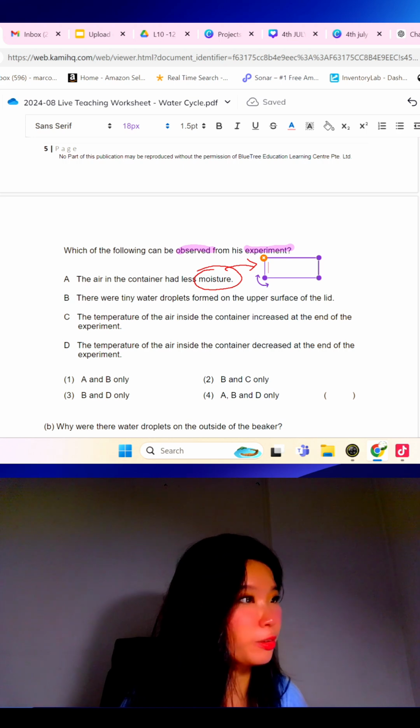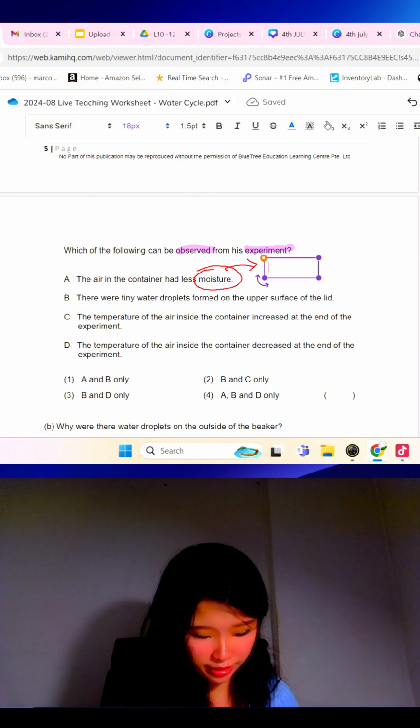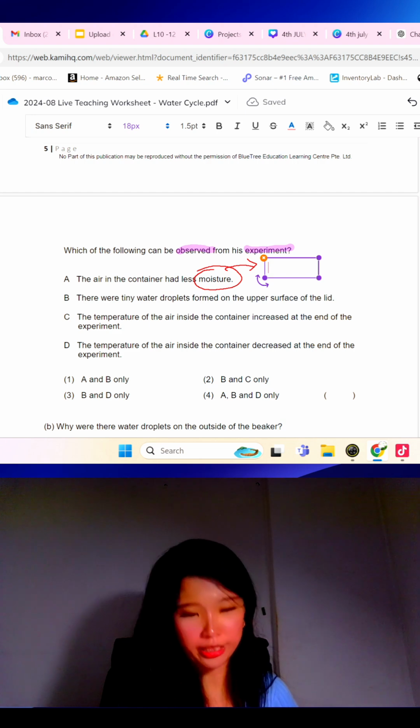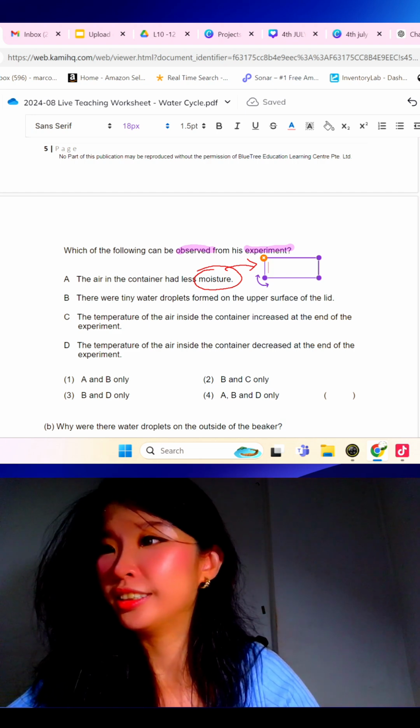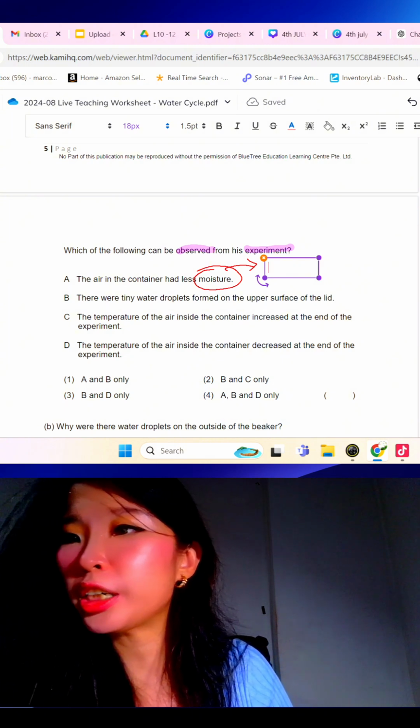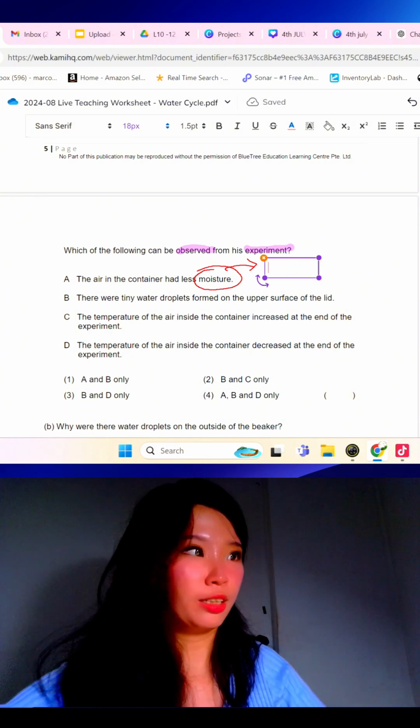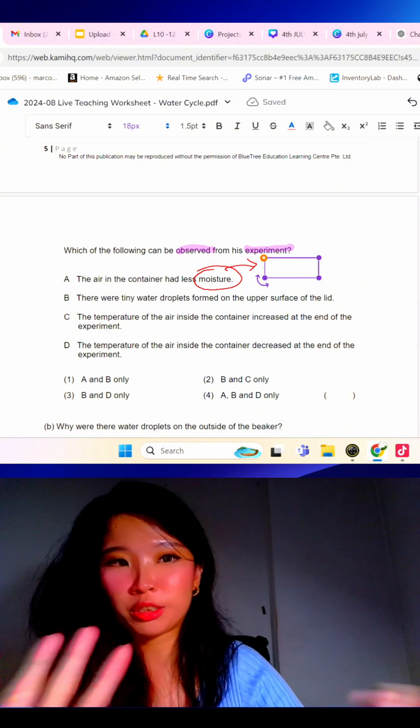Hold on, I'm looking at the TikTok. Okay, TikTok here. Now I got 2 screens. I need to have 2 screens. If not, it's too much.